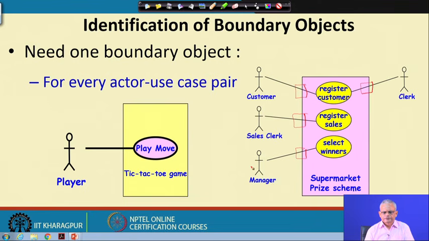So, identifying the boundary objects is rather straightforward if we have the use case diagram available to us. We just look at every boundary here between use case and actor and have one boundary object for that.